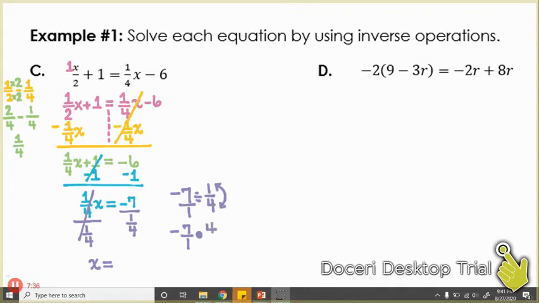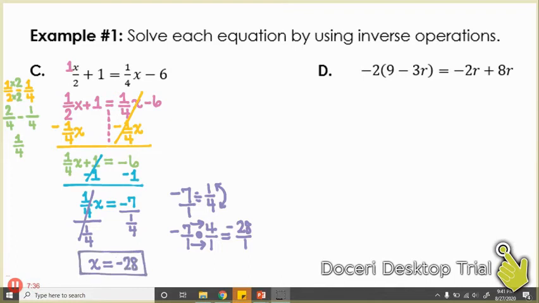So I really multiply by 4/1, and we multiply fractions straight across, so I get 28 over 1, because 7 times 4 is 28, and 1 times 1 is 1. A negative times a positive is a negative, and so I'm left with -28.